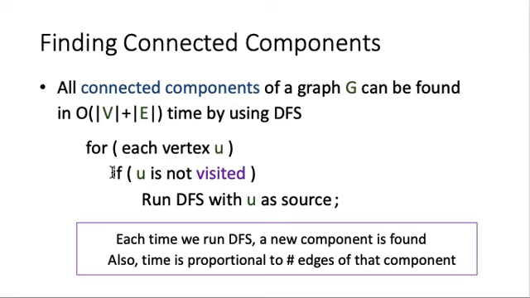Each time we run DFS, it means that we have discovered a new connected component. The total time for this method is still linear, because the time to run DFS is proportional to the number of edges of that component rather than the number of edges of the whole graph. So although we are running DFS many times, depending on the number of connected components, the total time is still linear in the number of vertices and the number of edges. Okay, so that's all for this lecture. Thank you.